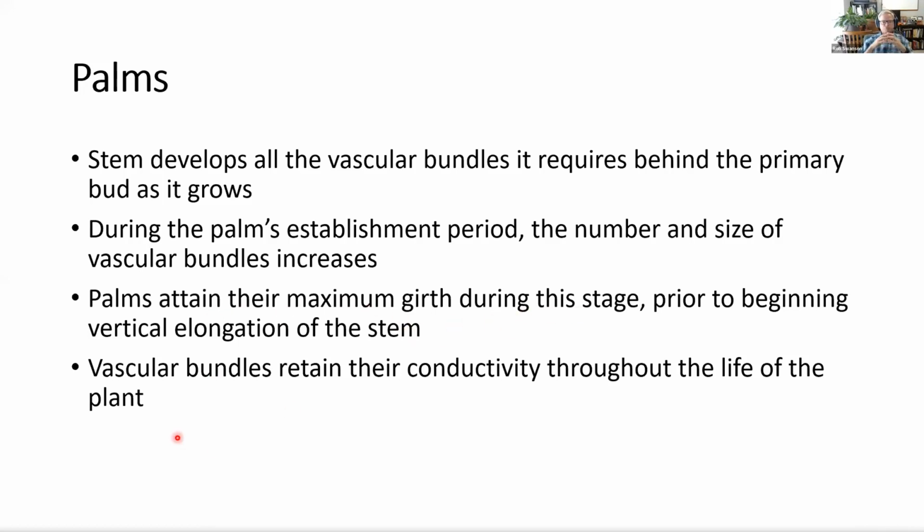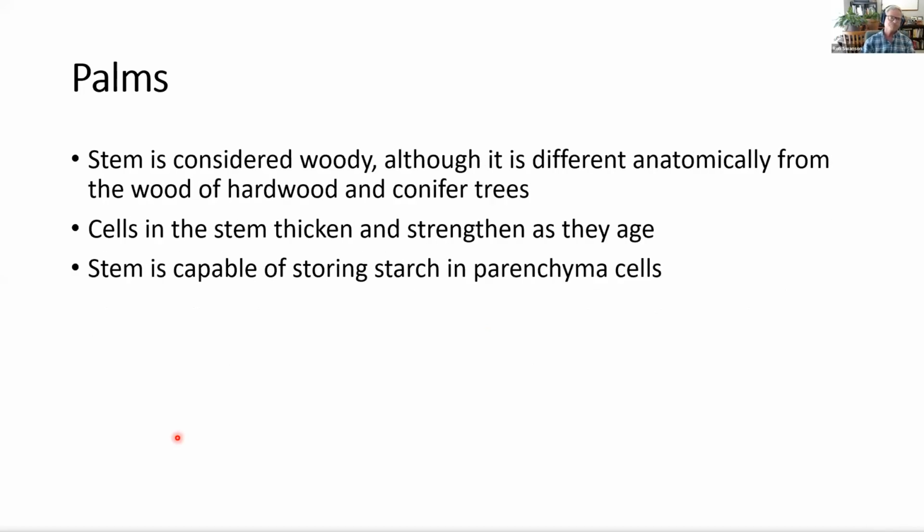Vascular bundles retain their conductivity throughout the life of the plant. So those very center bundles are just as alive as the ones that are out closer to the surface. The stem is considered woody, although it's different anatomically from the wood of hardwood and conifer trees. Cells in the stem thicken and strengthen as they age, so it's continually putting on some of this fiber. The stem is capable of storing starch in these parenchyma cells, so it still has a big storage area.